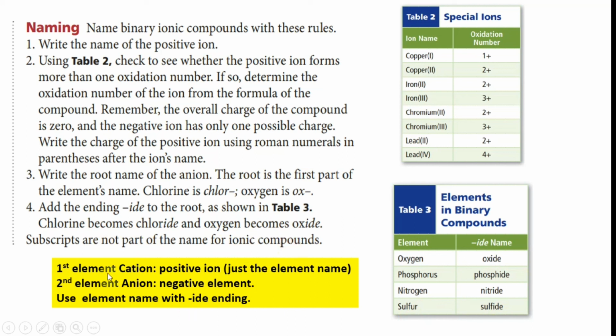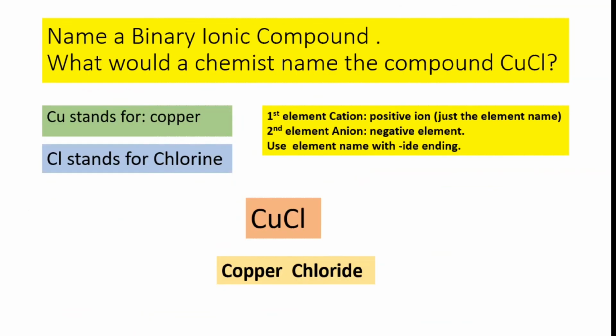So the first element is called the cation because it's a positive ion, and it's just the element name. The second element is the anion. It has a negative charge, and you use the element name with the IDE ending. Now, there are a lot of rules, but it's easier to understand all these rules by practicing. So I have an example for you.